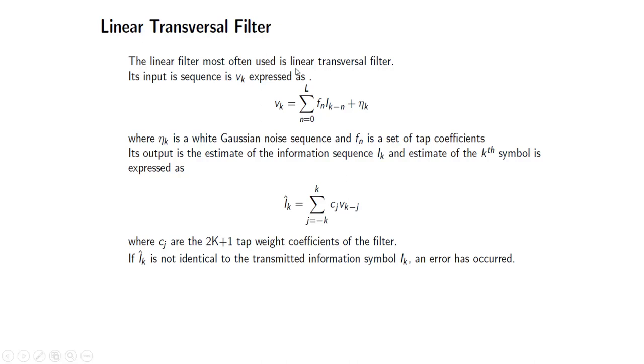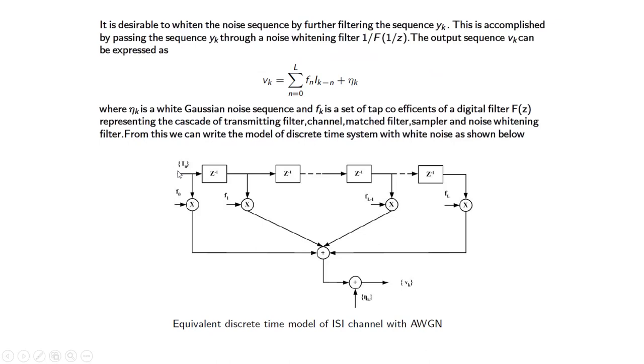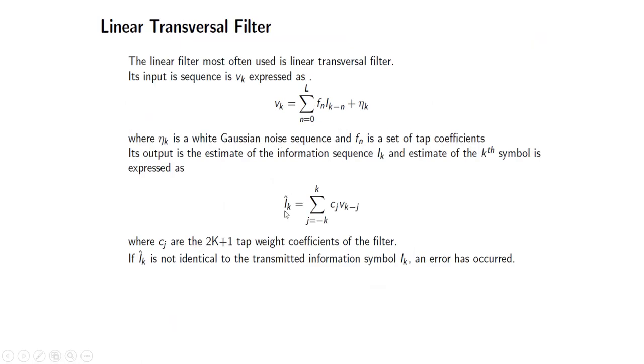But this is the input sequence that will be applied to this linear transversal filter. Its output sequence is the estimate, after the equalizer, of what was actually transmitted. IN was the input sequence, the input bits that we transmitted, and we have to estimate at the equalizer output what these bits were that were actually transmitted. So we will get an estimate after the sequence is passed through the equalizer.